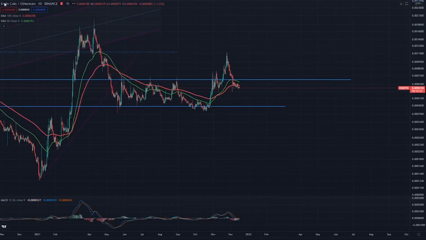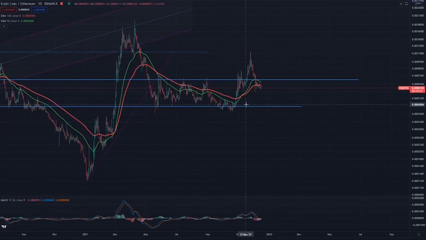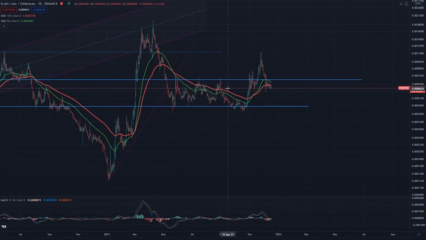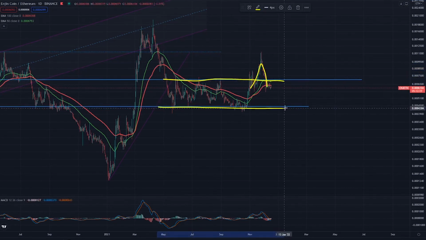And finally, let's check out also the Enjin to Ethereum ratio, where we can see a bit of a similar picture. Again, kind of a false breakout over here, and we are now sandwiched in between those support lines, which from afar could look like a move sideways for pretty much half a year now.